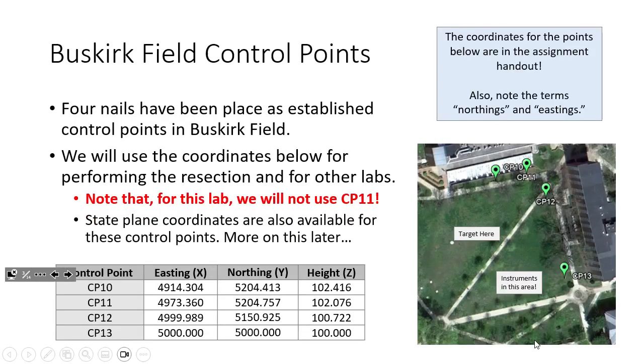I have the X, Y, and Z coordinates for all of these points. I'm throwing some terminology out at you that you haven't seen before. You'll hear the terms northings and eastings really soon in class. Northings and eastings are just the land surveyor's terms for X and Y coordinates, along with either heights or elevations. I have that for all of these points.